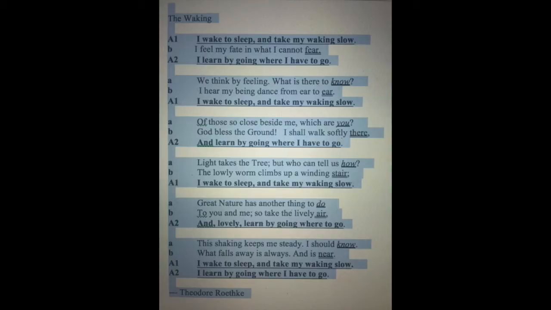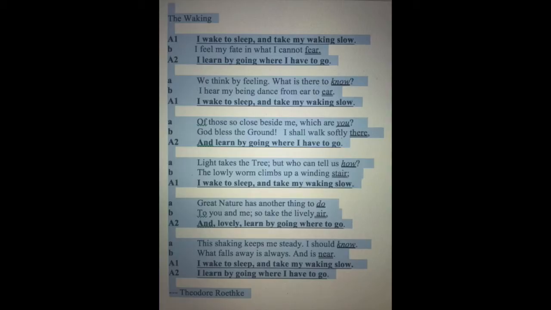So here you can see that the uppercase letter number combinations A1 and A2 correspond to the repeating refrains in the poem, the 2 lines that repeat, which I've also underlined and placed in bold. I wake to sleep and take my waking slow, and I learn by going where I have to go. And you can see that the lowercase letters, the A's and B's, correspond with the other repeating rhymes in the poem. The B rhymes, you can see, he uses some slant rhymes: fear, ear, there, stare, air, and near. And the lowercase A rhymes are also slant rhymes: know, you, how, do, and know again.